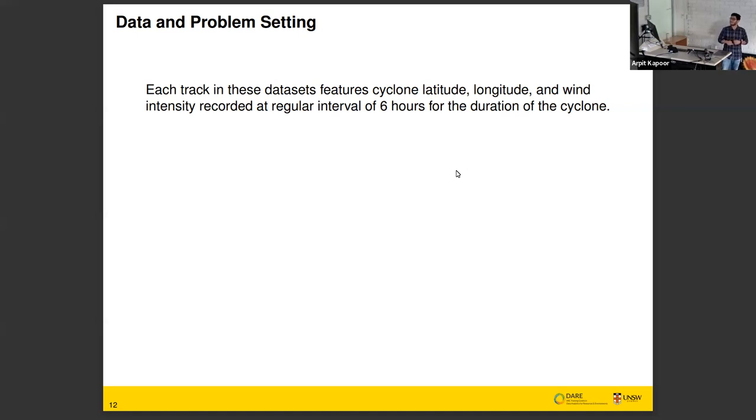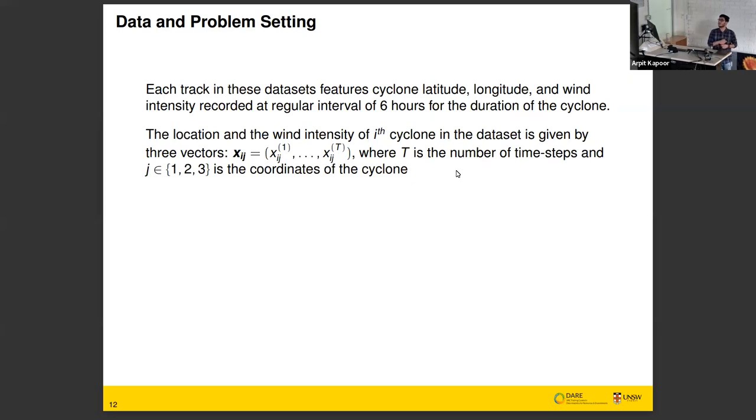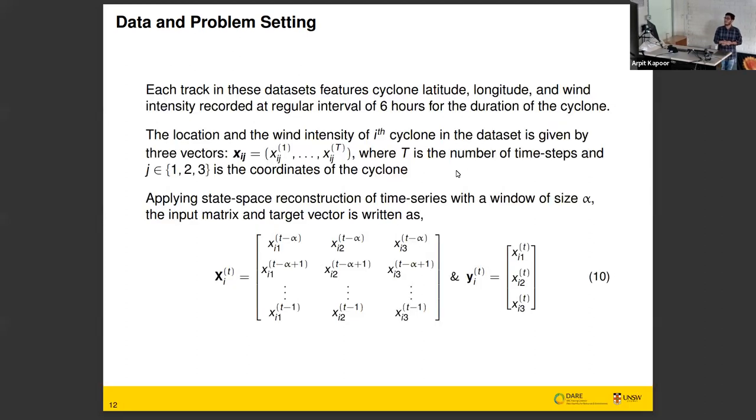So for this exercise, since we are working with recurrent neural networks, we use the cyclone data that we have and generate sequences for our model. Each parameter that you see over here, latitude, longitude, and wind intensity, is represented using a vector given over here. The length of this vector is t, which represents the t time steps that we have for individual cyclone trajectories. Since we have three values, j is taking either of these three values. Then we apply a state-space reconstruction using Takens' theorem and using a window size of alpha.